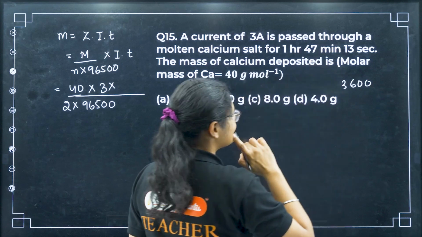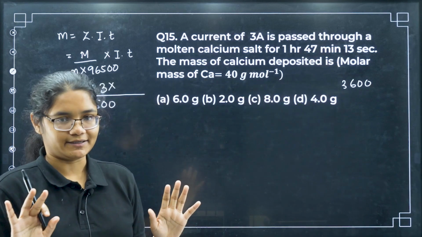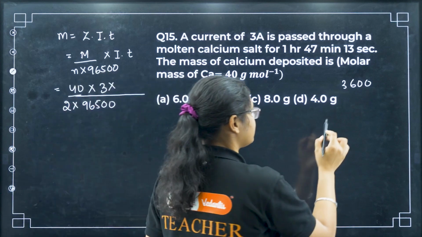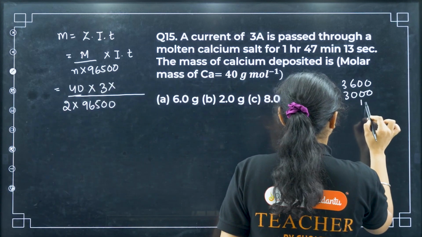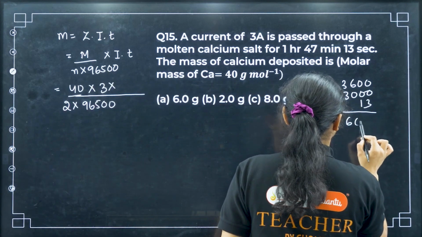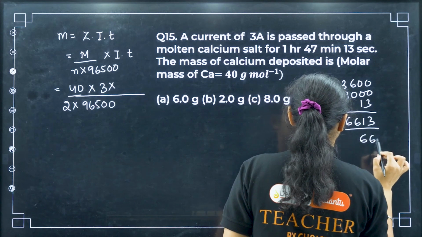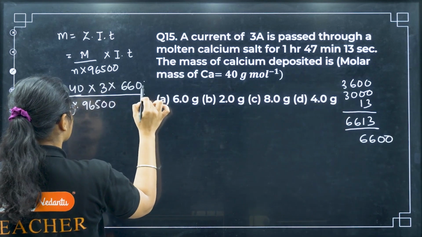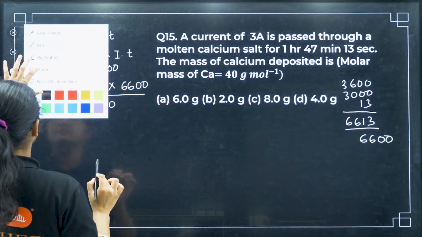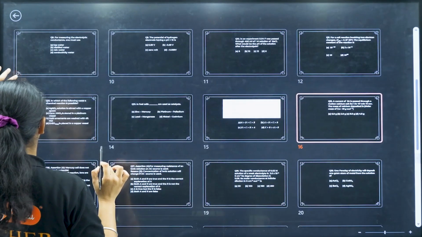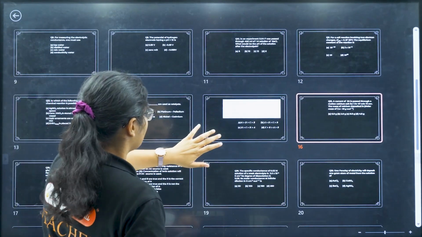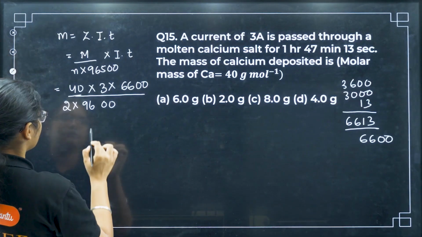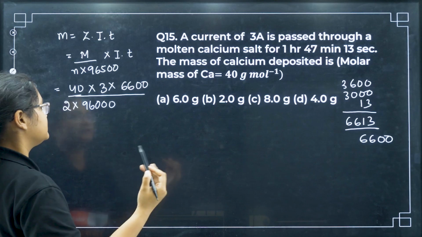For this one, 47, for easy calculation, I will make it 50 minutes, just round off. So 50 minutes into 60 seconds is again 3000, and then I have 13 seconds left. So I will get 6613. Again, for easy calculation, I will round it off to 6600. Now this 96,500 also I will round it off to 96,000 for easy calculation.